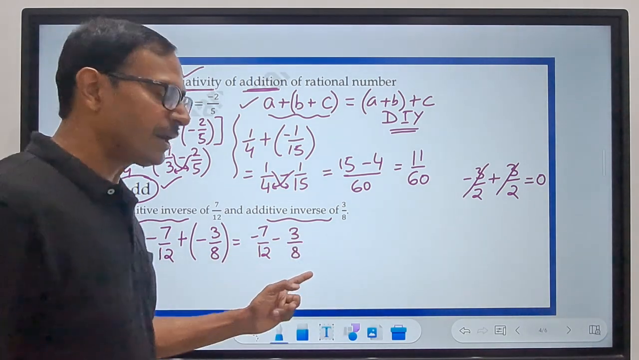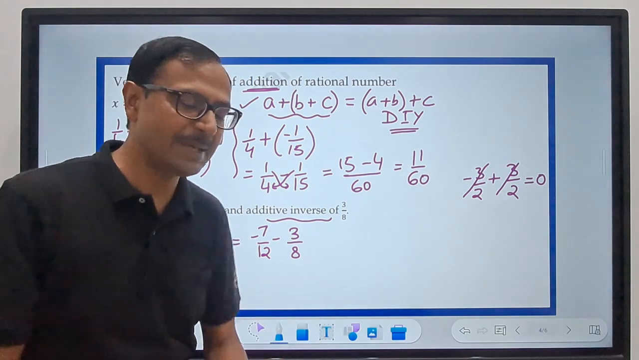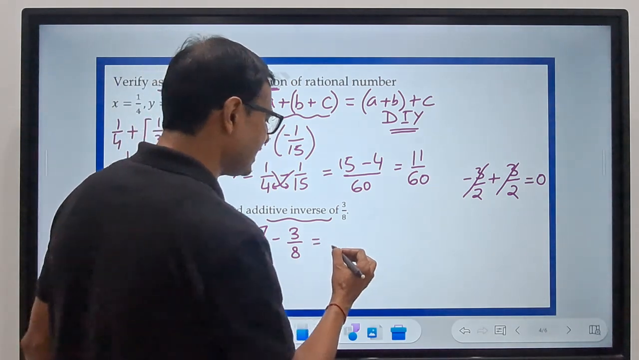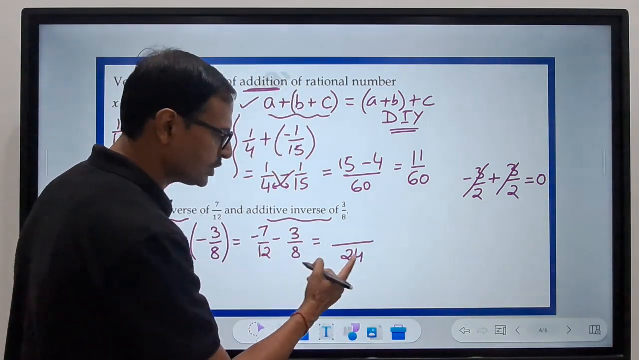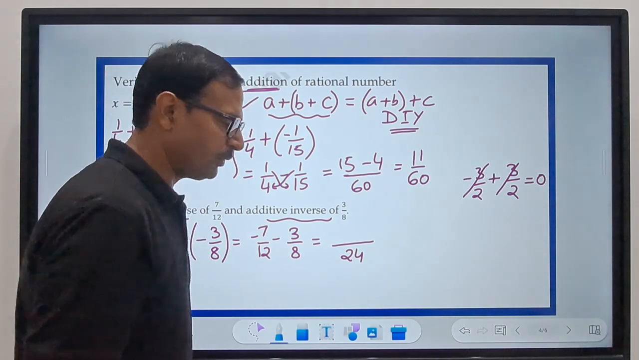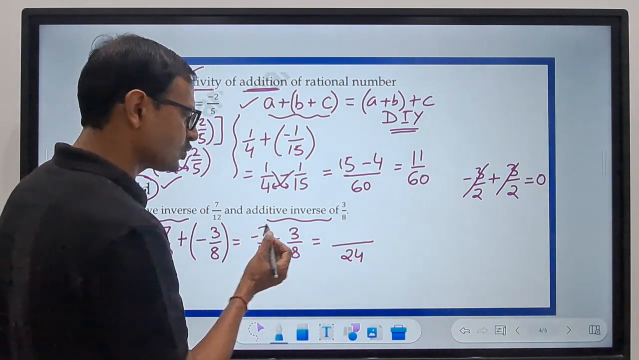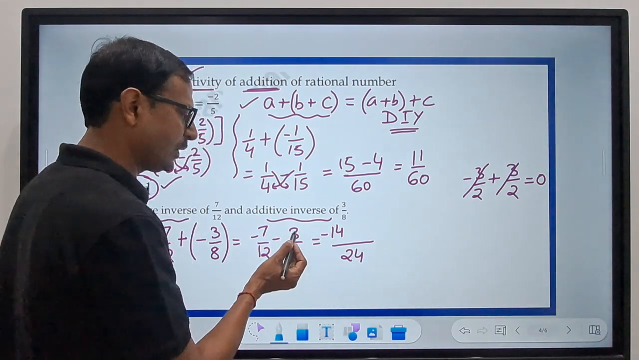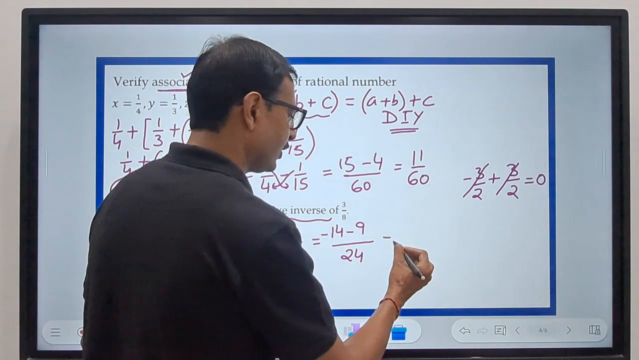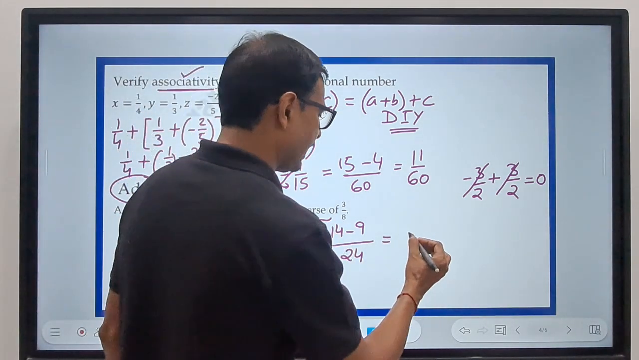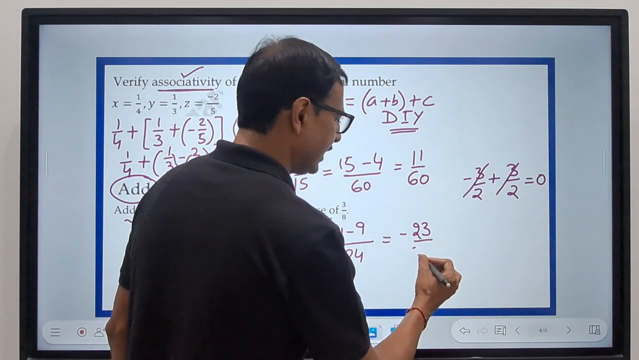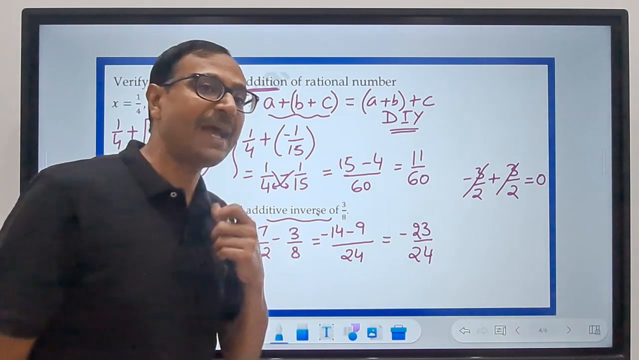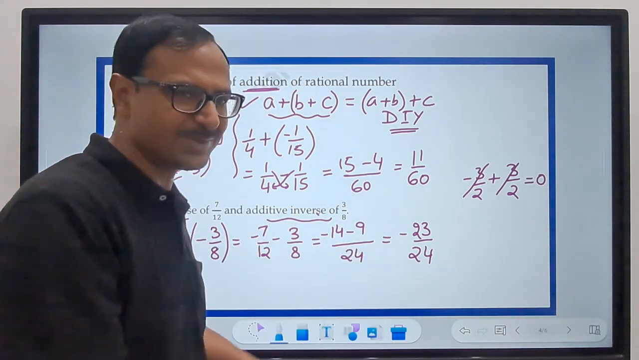Now 12 and 8 are not co-prime, they have a common factor between them. So I think you have to take the LCM again. And pretty easy, the LCM is 24, because 12 times 2 is 24 and 8 times 3 is 24. 24 divided by 12 is 2, so when you multiply this you get minus 14, and 24 divided by 8 is 3, so you get minus 9, and therefore your answer for the question is minus 23 upon 24. Very easy, right? But what was the important thing? What is the additive inverse of a fraction?